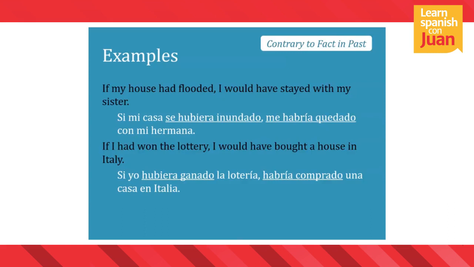In these cases, the verb in the if clause, as you can see from the slide, is formed in the pluperfect subjunctive, while the verb in the then clause is formed in the conditional past, both of which are compound verb tenses involving forms of the auxiliary verb haber. So, a couple of examples on this slide illustrate everything I just said. It was quite a mouthful. If my house had flooded, I would have stayed with my sister. Si mi casa se hubiera inundado, or se hubiese inundado, me habría quedado con mi hermana. If I had won the lottery, but I didn't, if I had won the lottery, I would have bought a house in Italy.